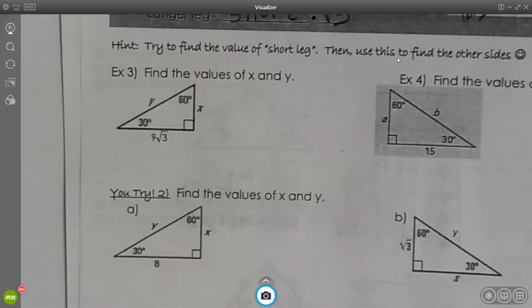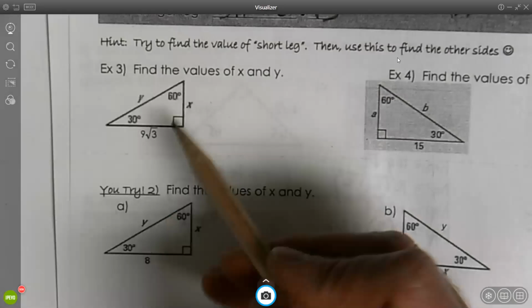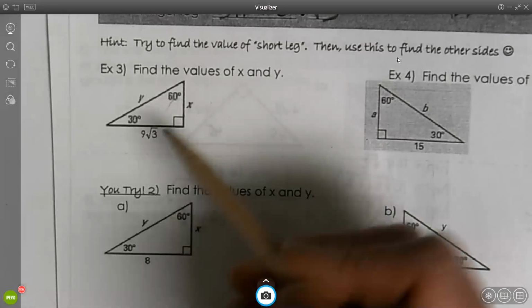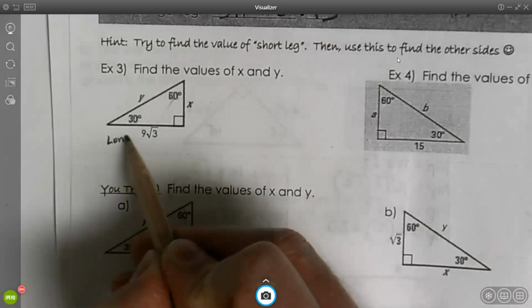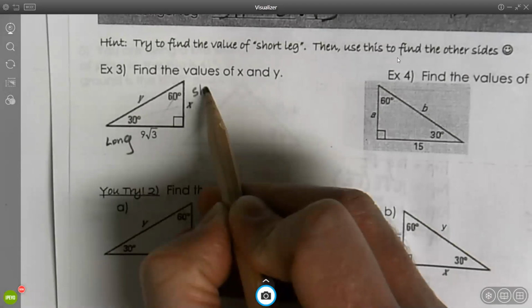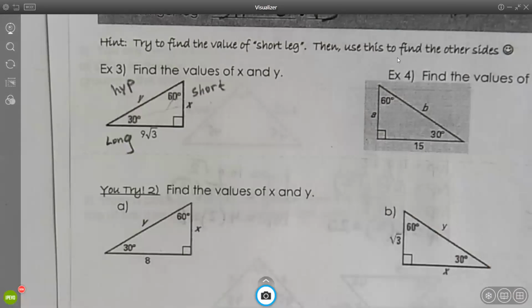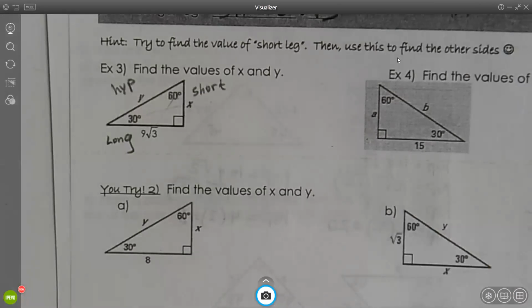So our first example, they're giving us the side that is across from the 60. So this is considered the long leg. Across from the 30 is considered the short leg. And across from the 90 is considered the hypotenuse.